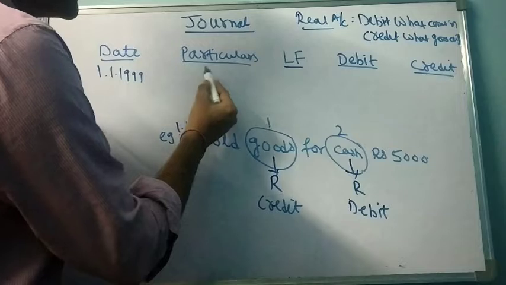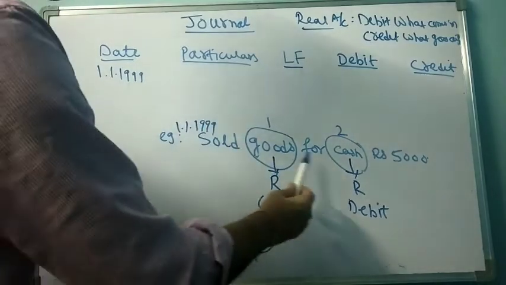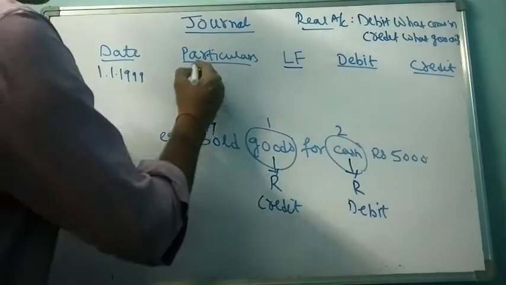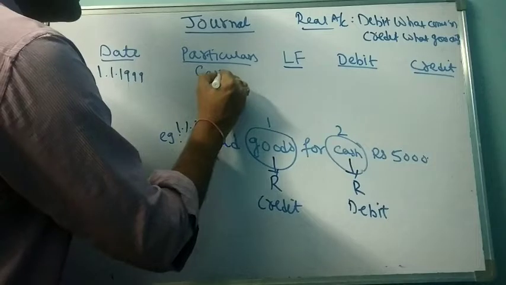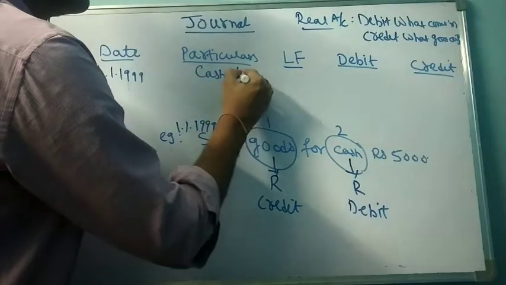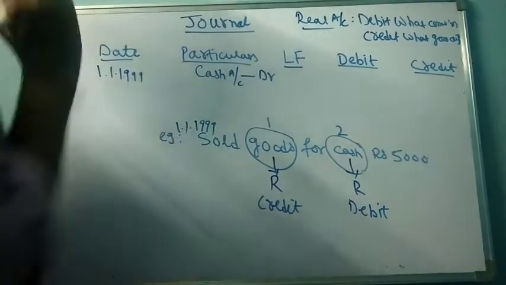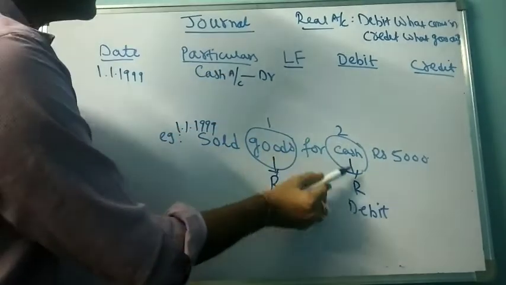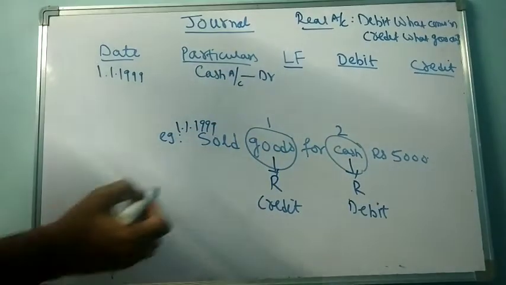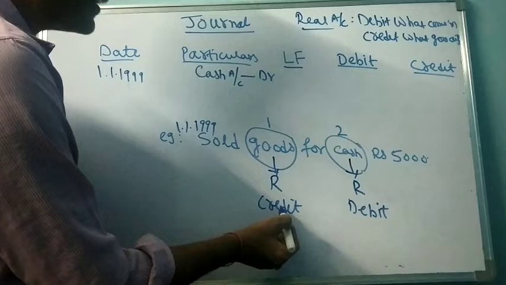First, always debit part should be recorded. What is the debit part in this transaction? Cash. So you should write like this. Cash account, you should put dash DR. DR means this account has been debited. What is credited here? Goods has been credited.